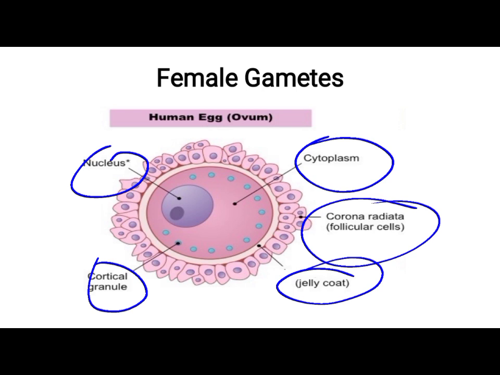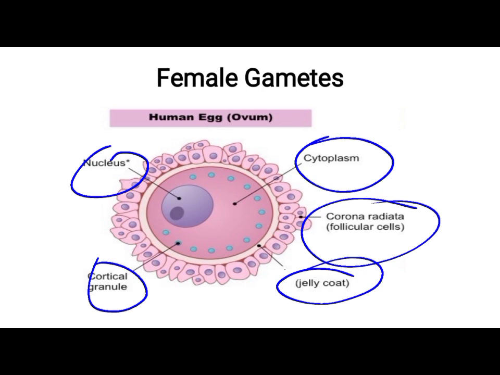Then you have the corona radiata. The corona radiata here basically contains protein that supplies the egg or the ovum with food or with nutrients.